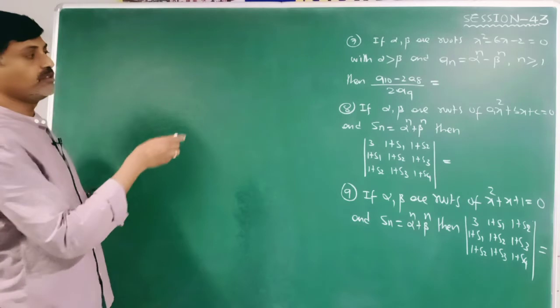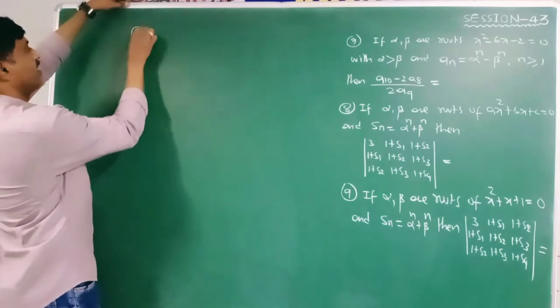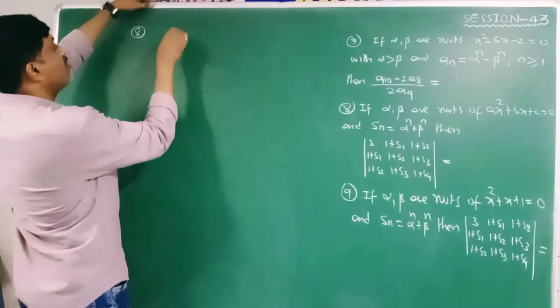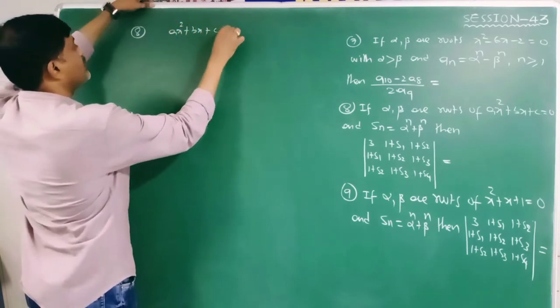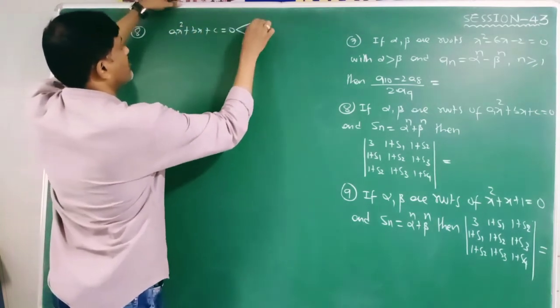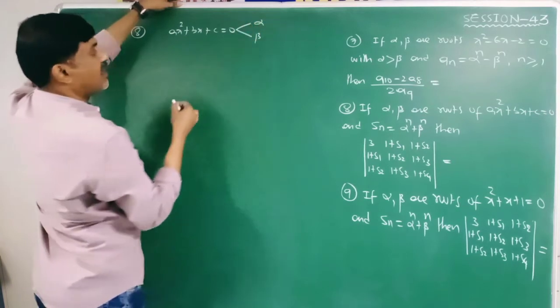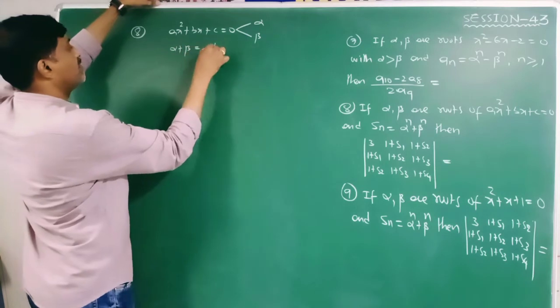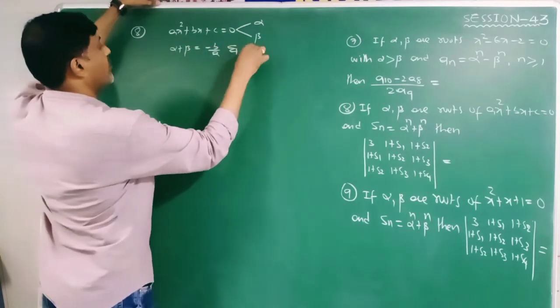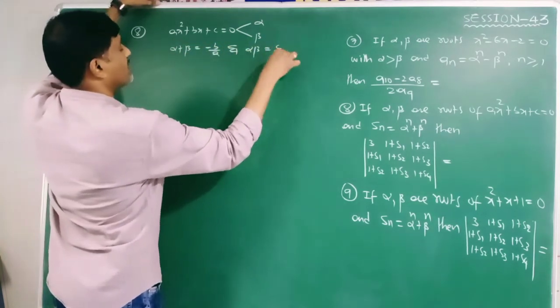Okay students, move on to the next question, which is the 8th question. Alpha, beta are roots of the standard quadratic equation ax square plus bx plus c is equal to 0, whose roots are alpha comma beta. You know very well, alpha plus beta is equal to minus b by a, and alpha beta is equal to c by a.